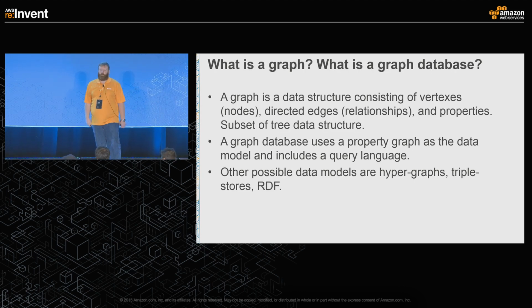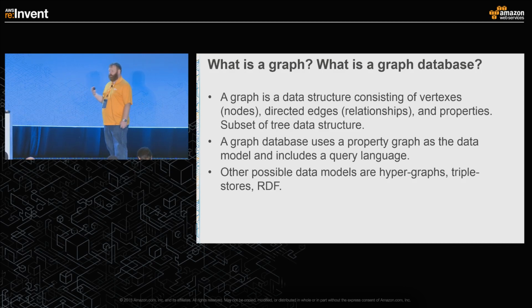So first off, what is a graph? A graph is just an extension of the tree data structure, as I'm sure everybody here is familiar with. A graph just has nodes and relationships, and these relationships and nodes can all have properties. So when you extend that, that becomes something called the property graph model.